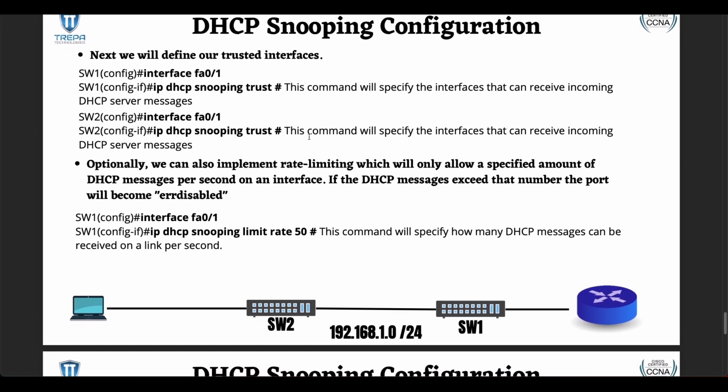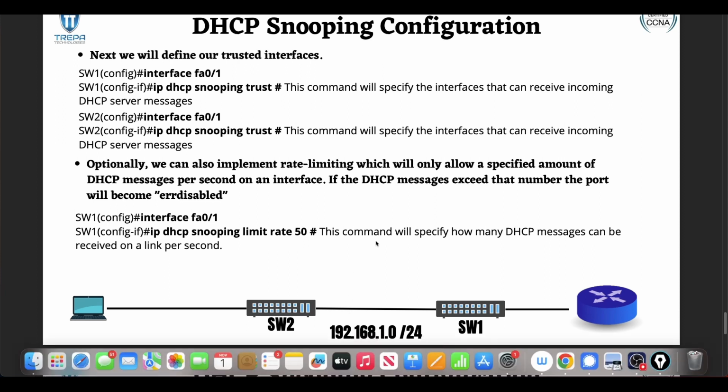And then next, we have to define our trusted interfaces. So this is again going to be the interfaces that are going to be receiving incoming DHCP server messages. So in this network diagram here, which ones would be our trusted ports? That's going to be the ones that are receiving DHCP messages. So if we look right here, if this is our DHCP server, when it sends server messages this way, this interface and this interface will be receiving. So those are going to be our trusted ports.